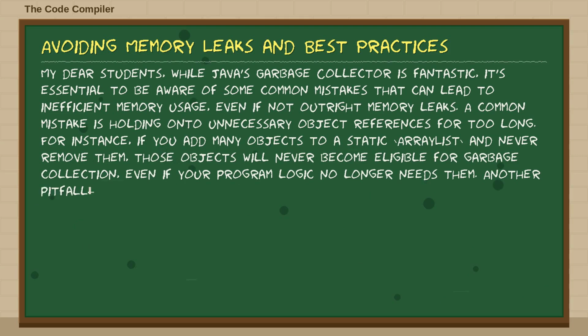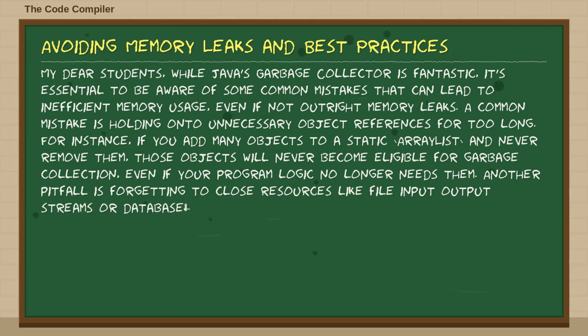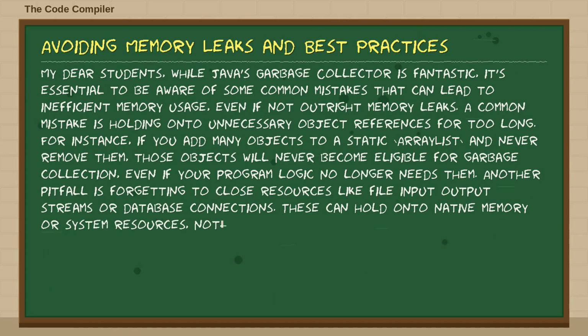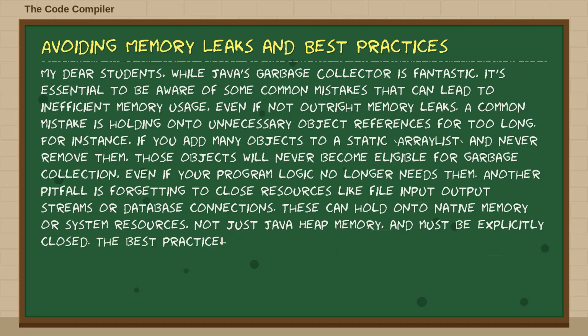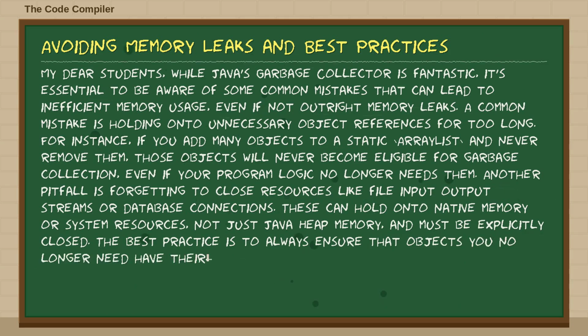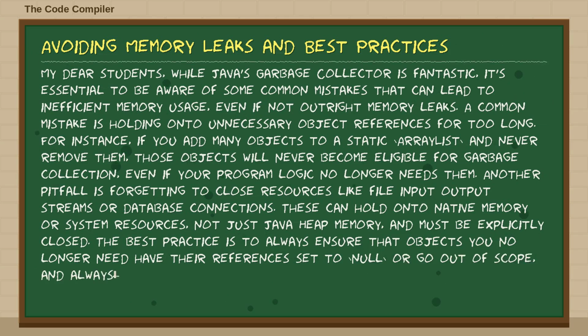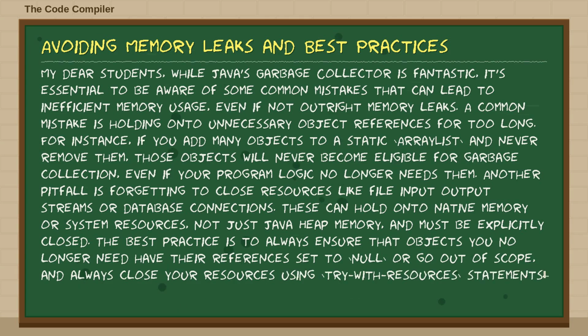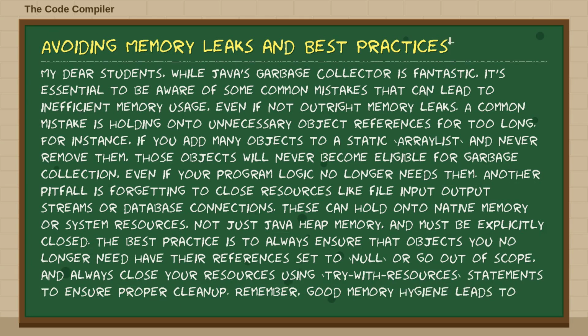Another pitfall is forgetting to close resources like file input-output streams or database connections. These can hold on to native memory or system resources, not just Java heap memory, and must be explicitly closed. The best practice is to always ensure that objects you no longer need have their references set to null or go out of scope, and always close your resources using try-with-resources statements to ensure proper cleanup. Remember, good memory hygiene leads to robust applications.